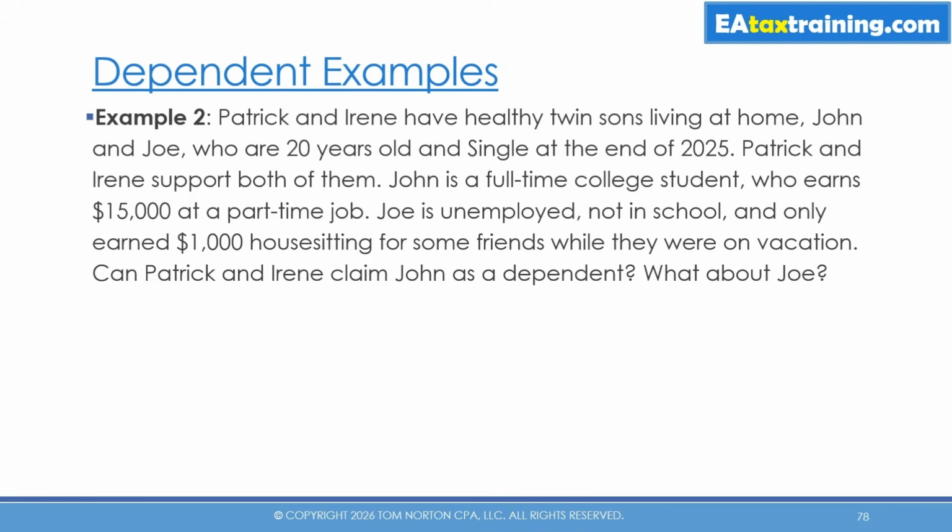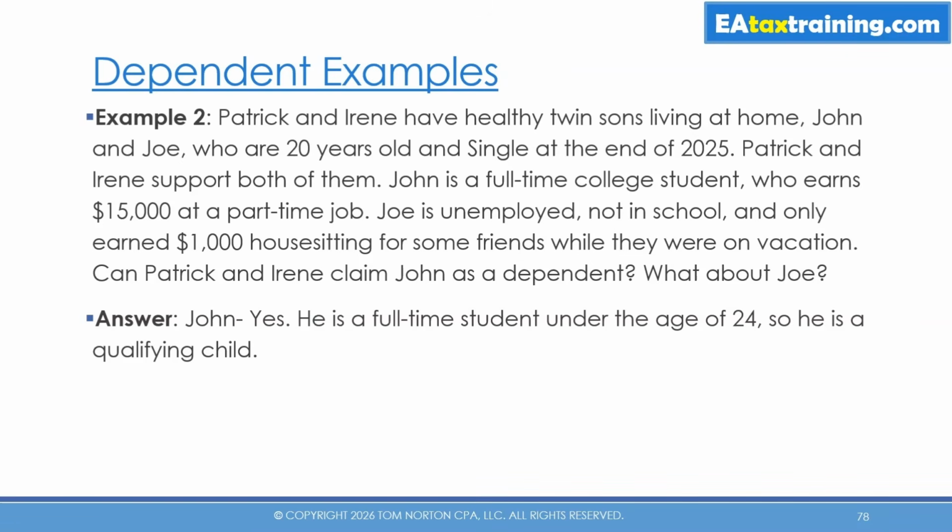John is 20 years old, so he is older than 18. However, he is a full-time student. So he's under 24 and he is a full-time student, so he is good there. He does earn $15,000 in a part-time job. However, we already said that Patrick and Irene are supporting him, so he's not supporting himself, so they are providing more than half of his support. So it seems pretty easy, and it is. We can see that, in fact, John is a qualifying child. Therefore, Patrick and Irene can claim him as a dependent.